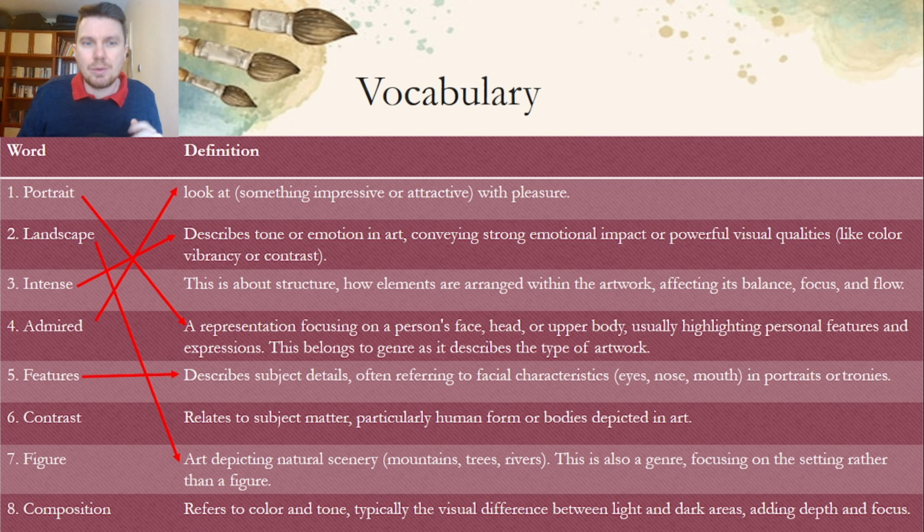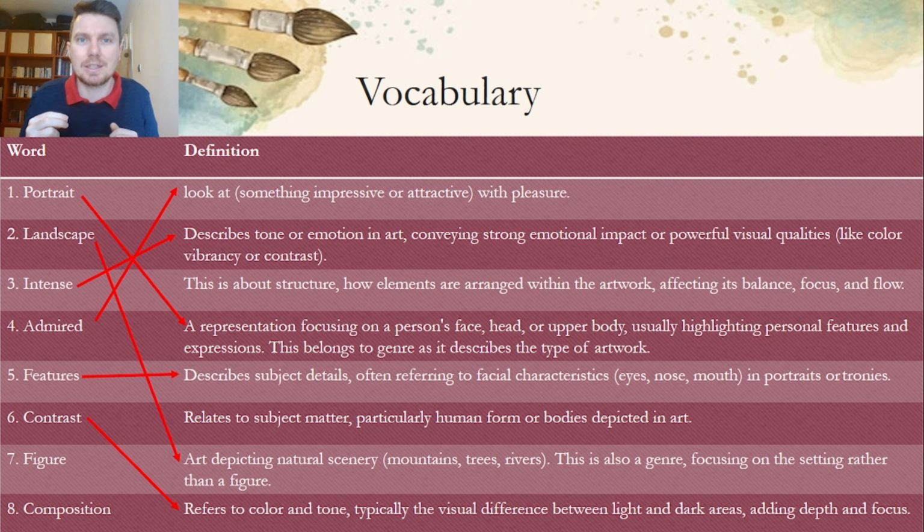Features. Features are just the subject's details. So referring to facial characteristics here, like the nose, the eyes, the mouth. These are all features of a person. Contrast. Contrast refers to the color and tone, typically the visual difference between light and dark areas, adding depth and focus. So maybe they have a darker background and a lighter foreground. This contrast would make you pay attention to the foreground more. Okay, we'll see in different artistic pieces how they use contrast to make you look somewhere specific.